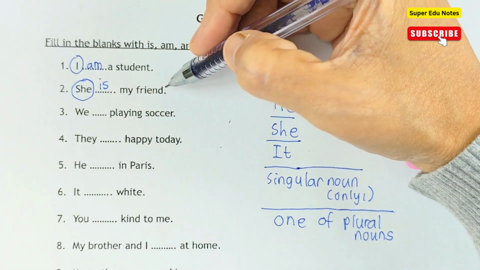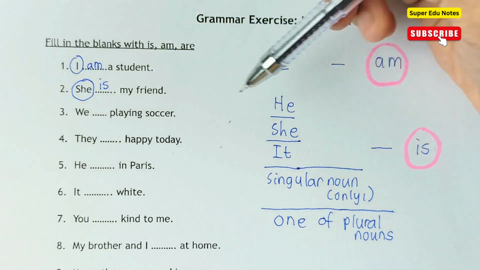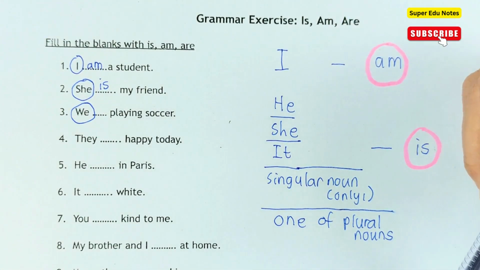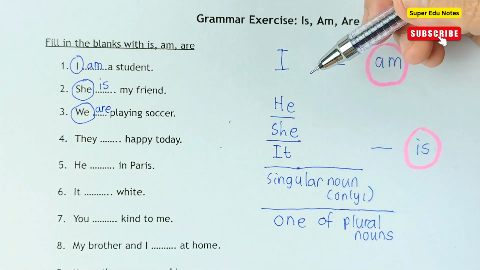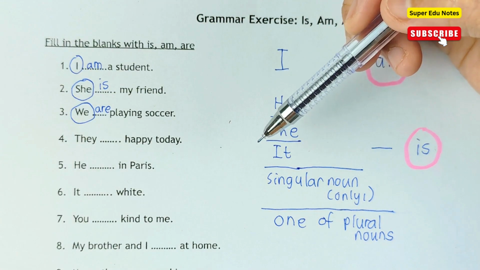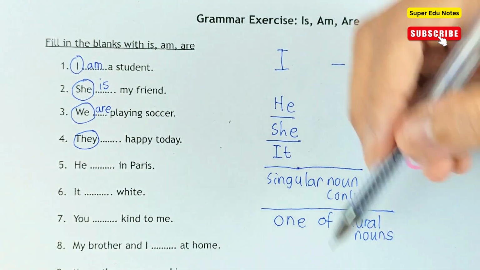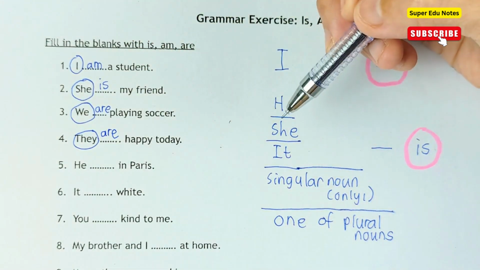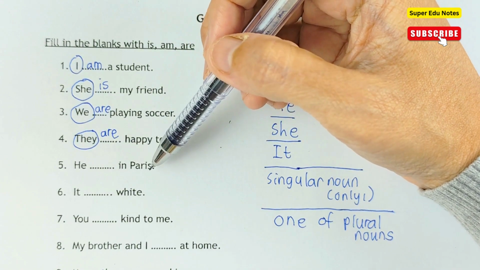She is my friend. Number 3, we blank playing soccer. What is the subject? We, so we use we with are. We are playing soccer. Number 4, they blank happy today. What is the subject again? They. So we use they with are. They are happy today.